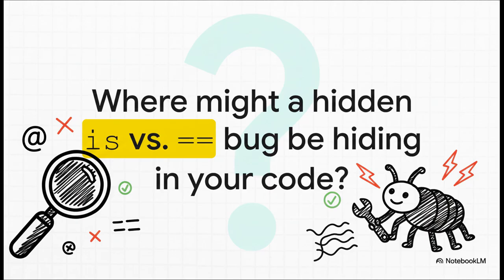And that brings us to our final question. And this one is for you. Now that you know the difference between identity and equality, I want you to think about your own projects. Where might a hidden is versus equals bug be hiding in your code right now? Finding and fixing that one little bug is what makes understanding these details so incredibly powerful.